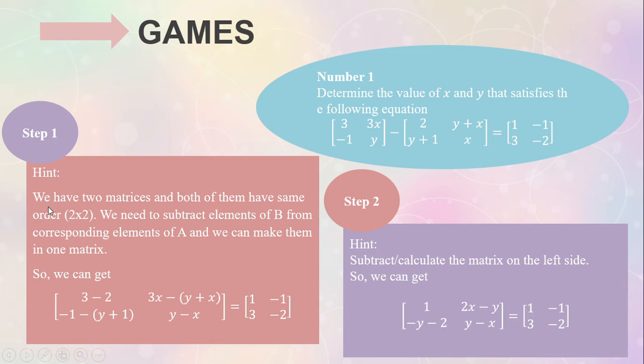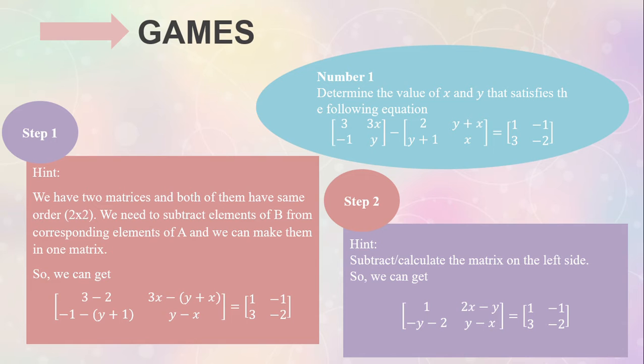For step 1, we have two matrices and both of them have the same order, 2 by 2. We need to subtract elements of B from corresponding elements of A and we can make them in a matrix. So this is A and this is B, of course. So we can get 3 subtracted by 2, 3x subtracted by (y plus x), minus 1 subtracted by (y plus 1), y minus x, and it is equal to matrix 1, minus 1, 3, and minus 2.